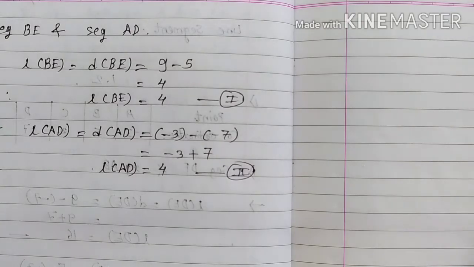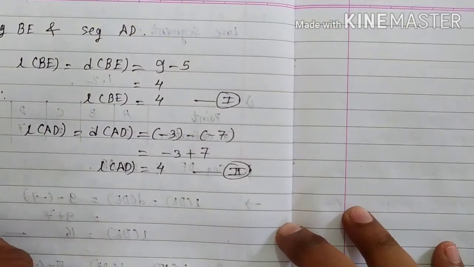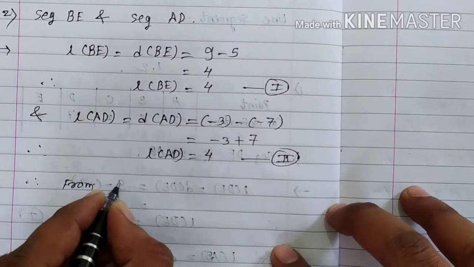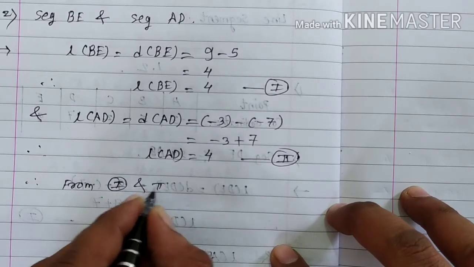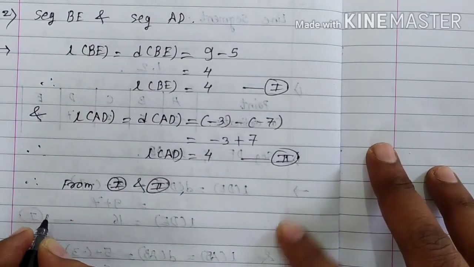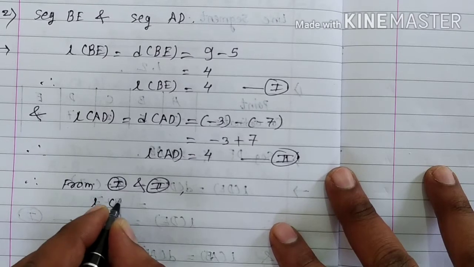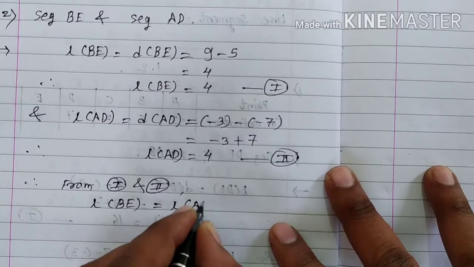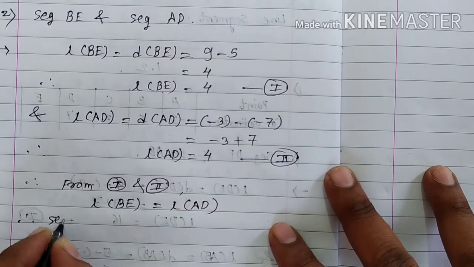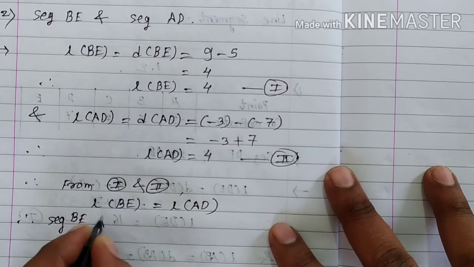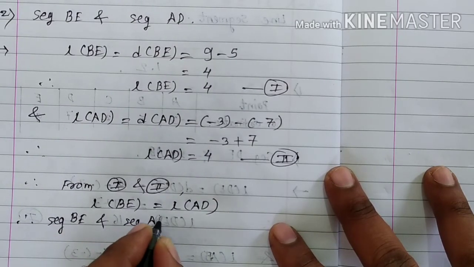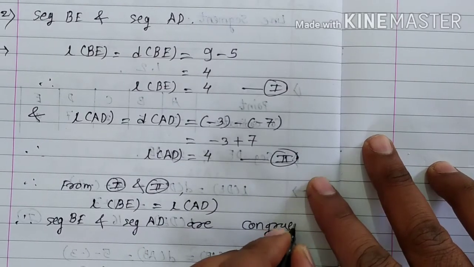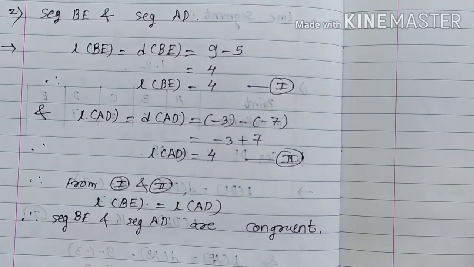So from 1 and 2, we can say length of BE equals length of AD. Therefore segment BE and segment AD are congruent. So in this way we can solve this.